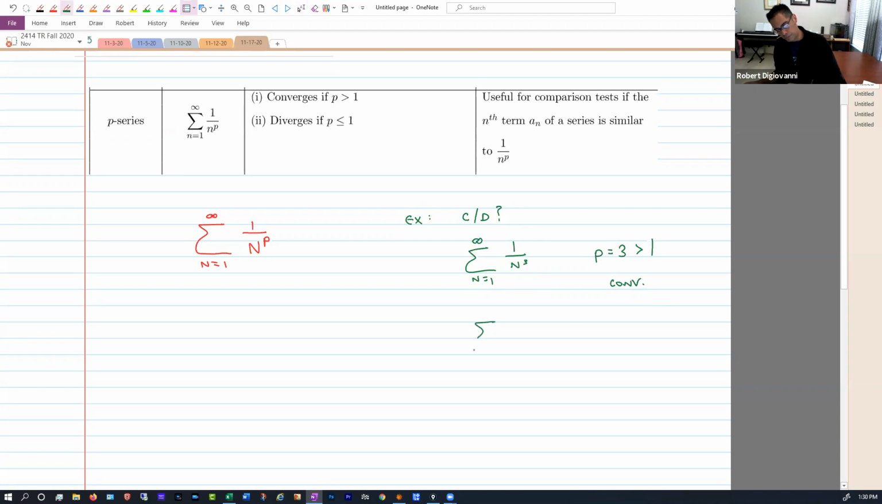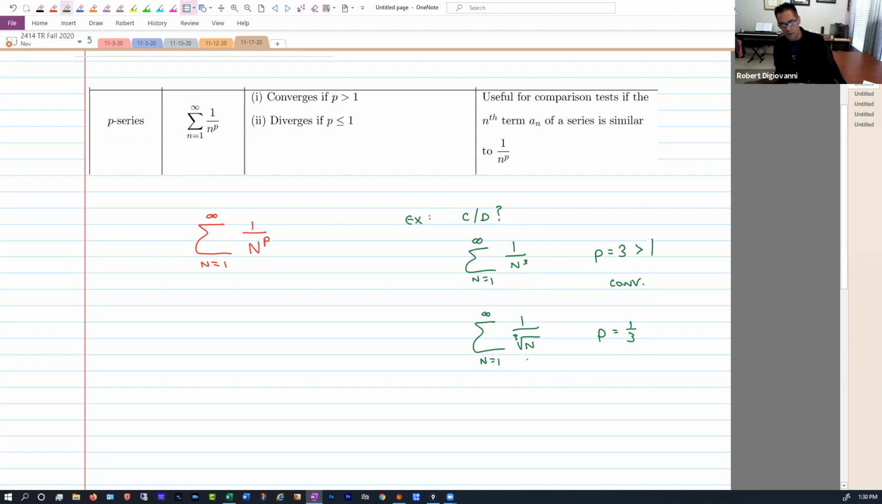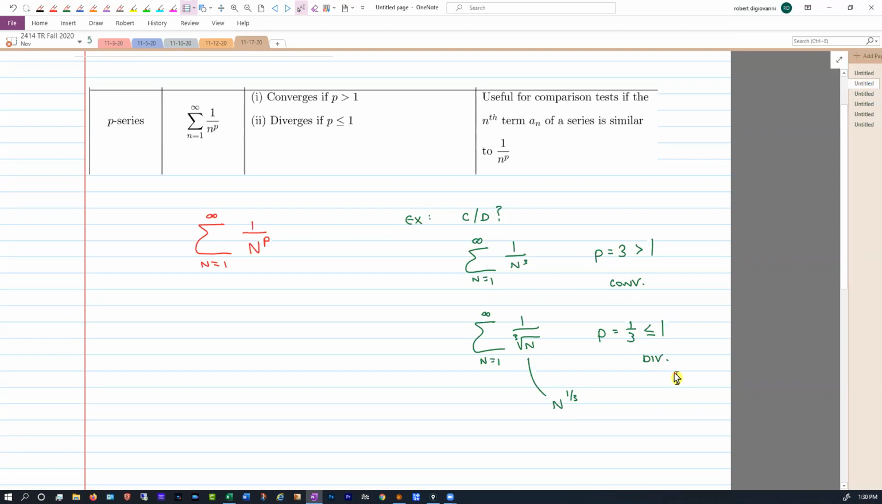Another example. One over the cube root of n. Diverges. Okay, so this is a p-series, isn't it? What's p? 1/3. So you have to realize that the cube root of n is actually n raised to the 1/3. So this is a p-series, and that p is less than or equal to 1, and that means we have divergence. So what if it was the cube root of n, whole squared?